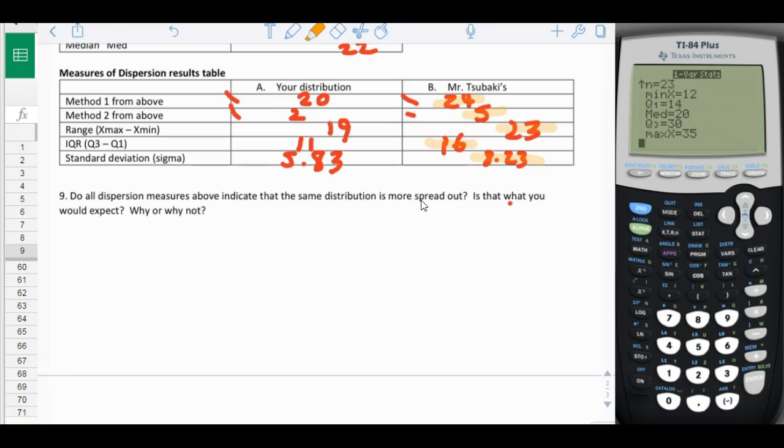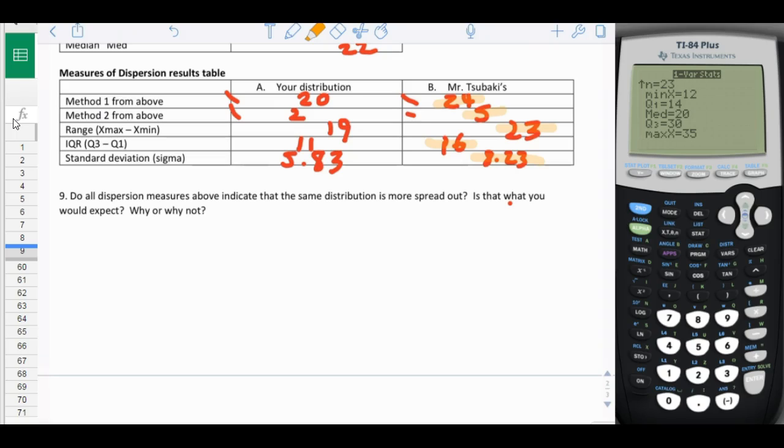Now, for your particular distribution, you might not get the same results. Sometimes, or all the time, your distribution might appear to be more spread out by different measures. Depending on the measure you use, sometimes it might seem that your distribution is more spread out, and sometimes it might seem the teacher distribution is more spread out. You can tell that depending on what conditions you decided to use to measure dispersion, the answer is going to be on one side or the other. So it's not always going to be the same.